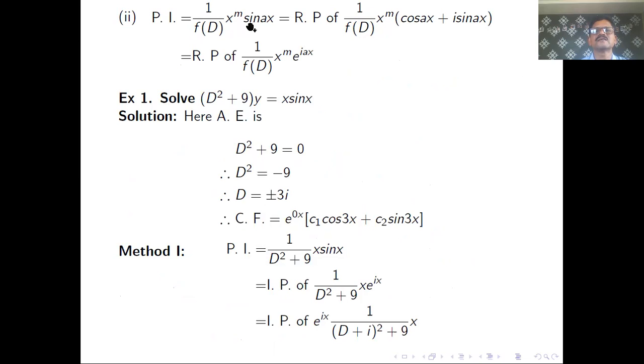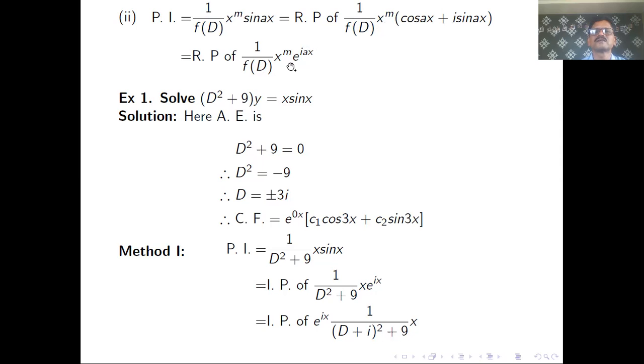This remains as it is. And this cos ax we can write as the real part of cos ax plus i sin ax, meaning the real part of this complex number. And then further, you substitute your value of cos x plus i sin x as e raised to ix. There you will get the value of PI to be the real part of 1 upon f of D. This part remains as it is, operate x raised to m, and this cos x plus i sin x, you replace it by e raised to ix.